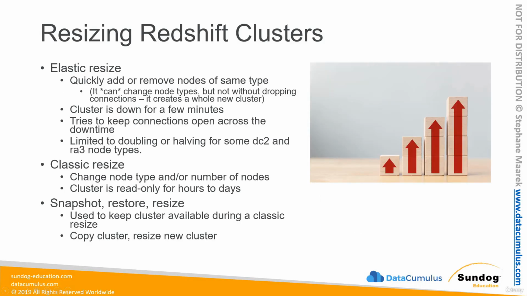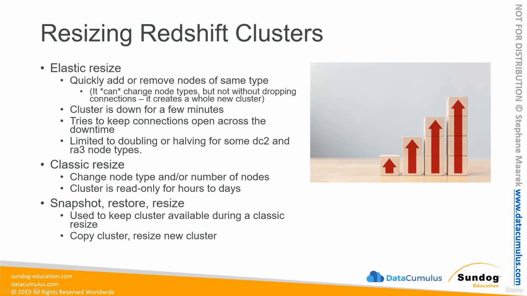So what if concurrency scaling isn't enough and you need to actually resize your cluster on the fly? You need to add more capacity to it. Well, there's a few ways of doing that, and you need to understand the difference between them. So one is called elastic resize. You can use this to quickly add or remove nodes of the same type. So if you're happy with the type of nodes, the type of EC2 instances that are running your Redshift cluster, you can add more or remove them using elastic resize.